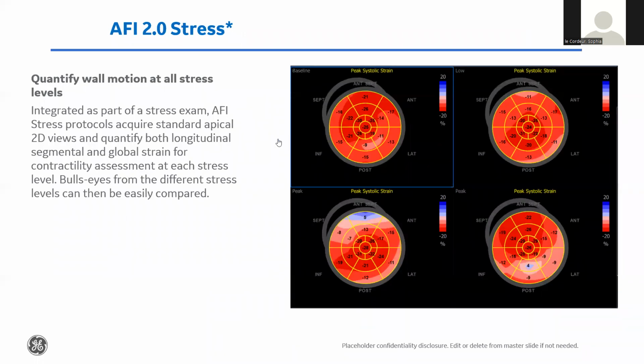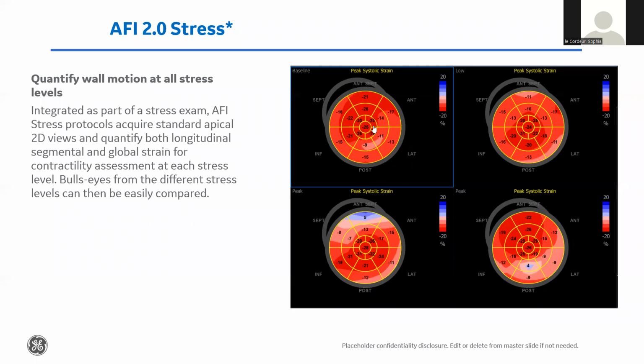In addition, triplane has one more huge advantage, which is AFI stress, where we are able to acquire all three apical views, hence all 18 segments, instantly for each stage. So for example, you can do a four-stage dopamine stress echo without ever having to move the probe. Just put the probe in the apex, get triplane for baseline, triplane for low dose, triplane for peak, and triplane for recovery. And eventually you don't even have to do wall scoring. You can just apply AFI for each stage.